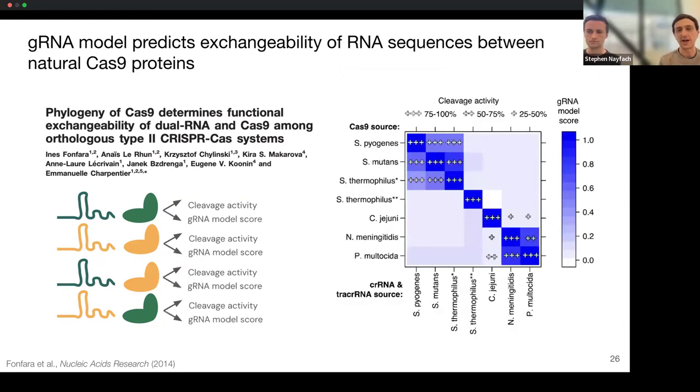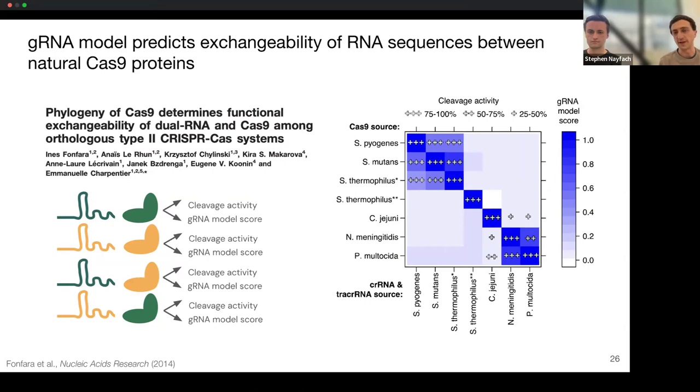And so for each Cas9 guide RNA pair, we use the model to score those combinations, which is what's shown on the right. So on the right, each row is a Cas9. Each column is a guide RNA. And then in blue, you can see the guide RNA model score, which can be thought of as a proxy for the compatibility of that guide RNA with that Cas9.